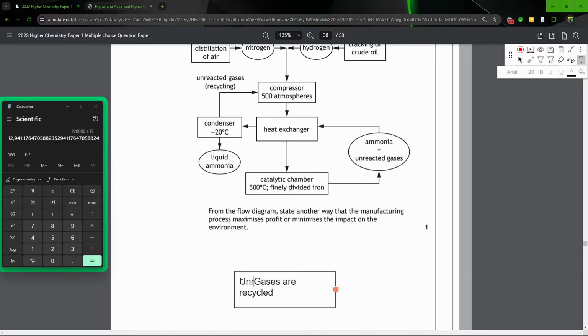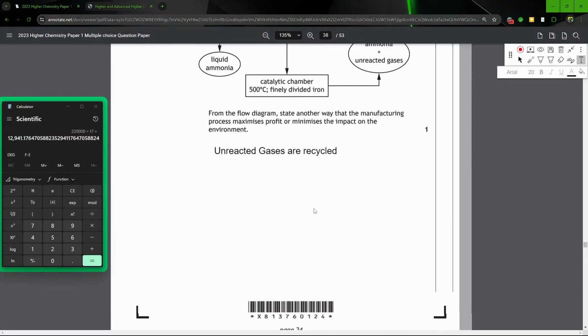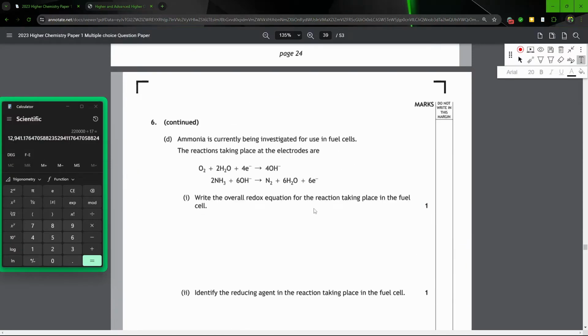Not reactive gases, maybe. But other ones you could say is catalytic chamber, so you'll be using a catalyst which reduces the amount of activation energy needed, so it reduces energy costs overall, or you can talk about air. Let's just talk about recycling gases because it's probably easiest. Anyway, enough jabber on.